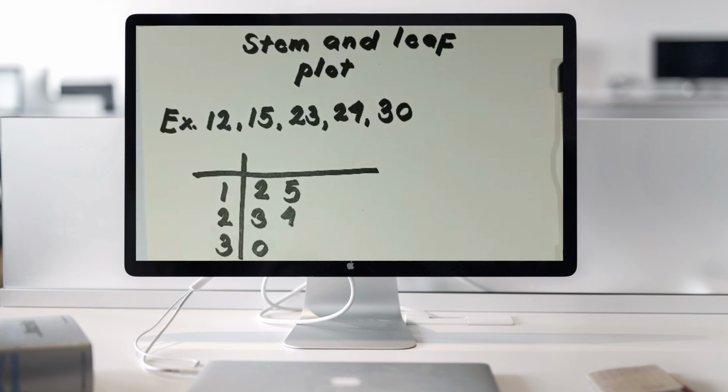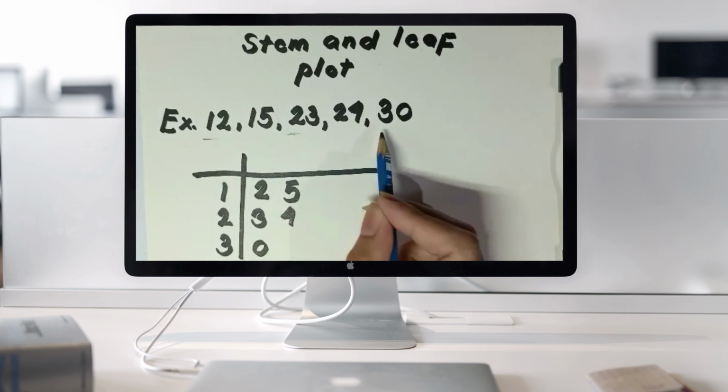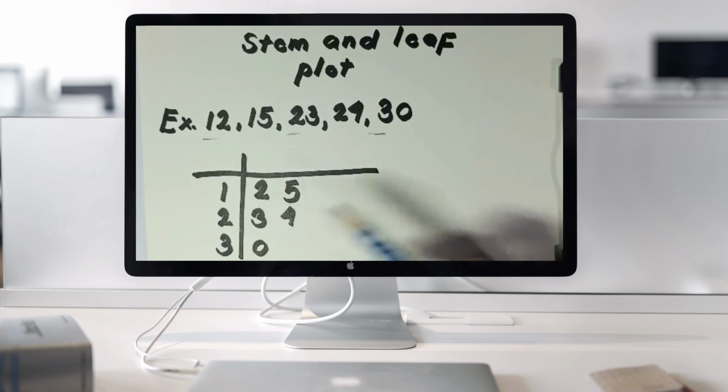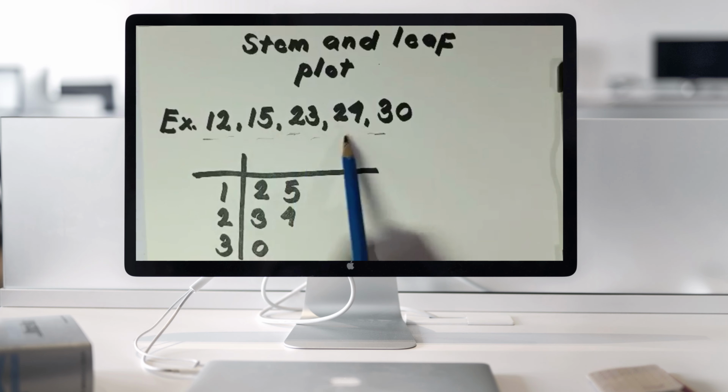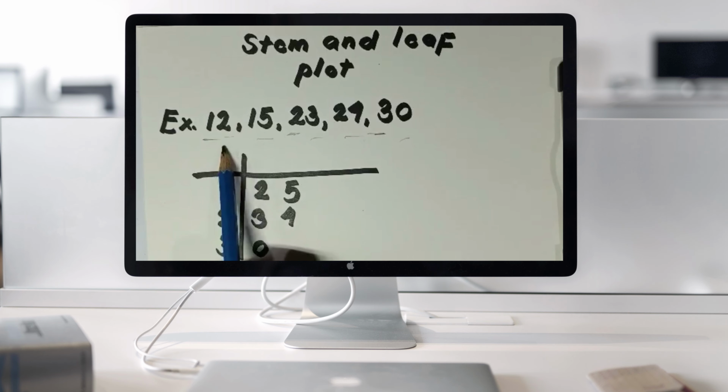Sa labas ng line natin isusulat ang mga numbers na nasa tens place, katulad na lang ng 1, 2, and 3. Sa loob naman natin isusulat lahat ng number na nasa ones place, katulad ng 2, 5, 3, 4, and 0. Ngayon, paano naman natin siya babasahin? So, 1 and 2 is 12, 1 and 5 is 15, 2 and 3 is 23, 2 and 4 is 24, and 3 and 0 is 30.